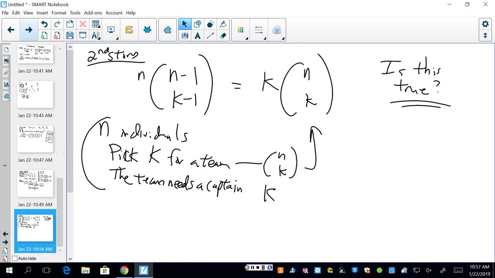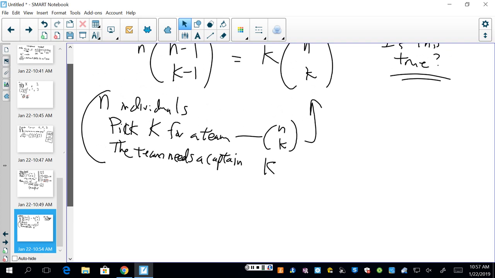Yes? Would the first equation be like pulling the captain out first and then choosing the other remaining k minus 1 from what you have left? Yeah, exactly. Let's choose the captain first. Once that captain's on the team, there's n-1 people left over, and you need k-1 of them. So that's picking the captain first, and then the rest of the team. This one is picking the team, and then identifying who's the captain. Those two stories should end up with the same result, the same group of people, the same number of ways of doing it.